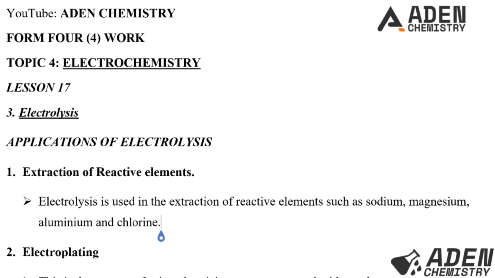Hello students, welcome. Previously, in lesson 16, Form 4, Topic 4, we were dealing with the nature of electrode used, which was the third factor affecting the preferential discharge of ions during electrolysis. So today, lesson 17, we want to proceed to the applications of electrolysis.